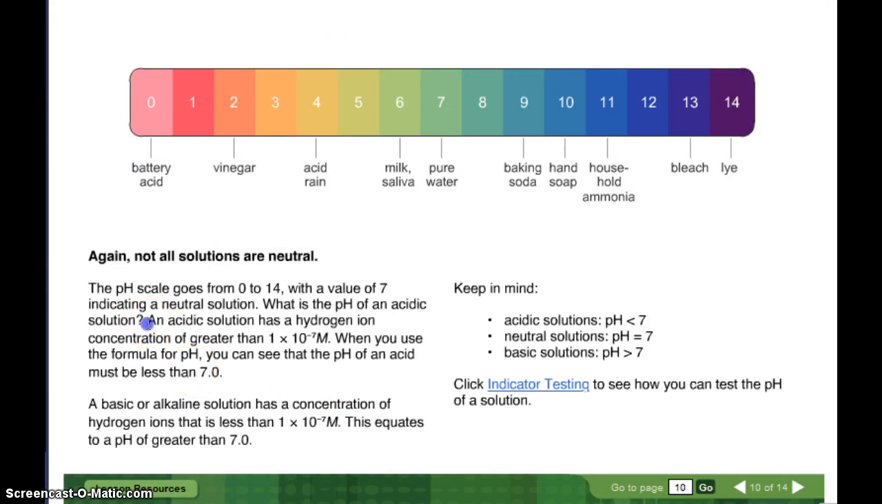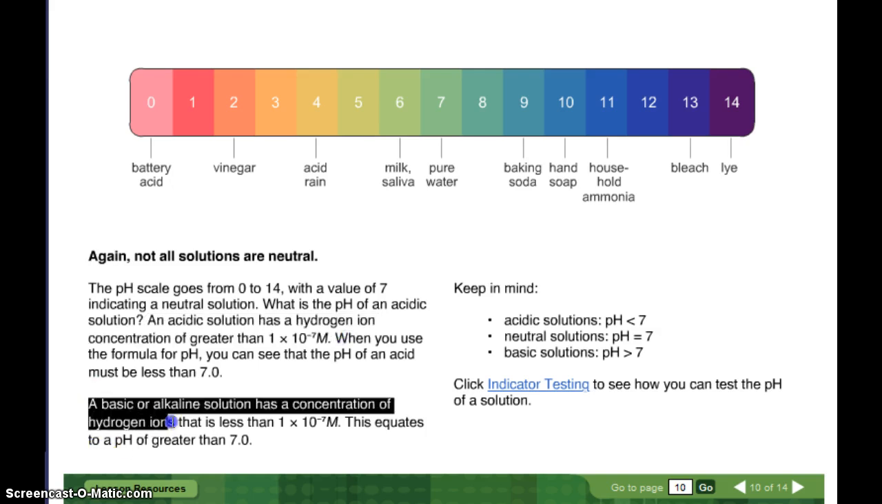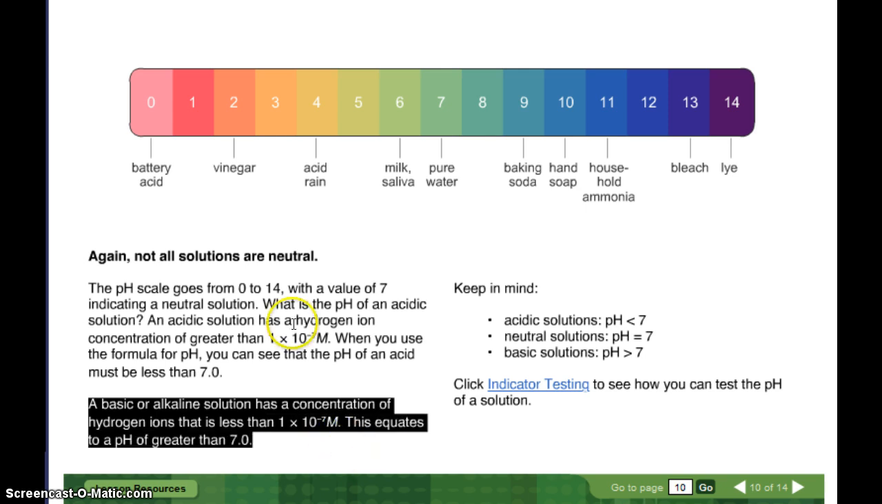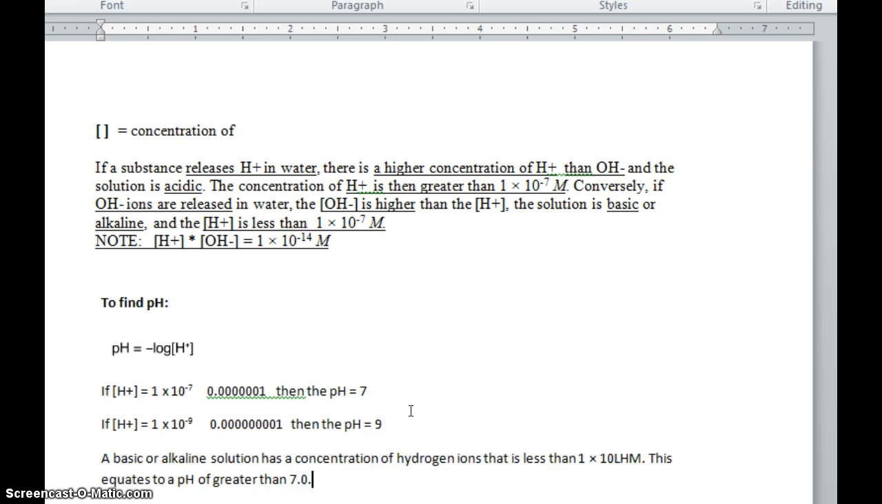Okay, so if I read that again, it says an acidic solution has a hydrogen ion concentration of greater than 1 times 10 to the negative 7th, okay? But if it's a base or alkaline solution, it has a concentration that's less than that, which means the pH is greater than 7. So I'm just going to add that last paragraph into our notes as a reminder. And just so you know, if you copy paste, make sure that you watch the fact that sometimes exponents or the arrow keys or the dashes come up as weird letters. So if you copy paste, always double check it.